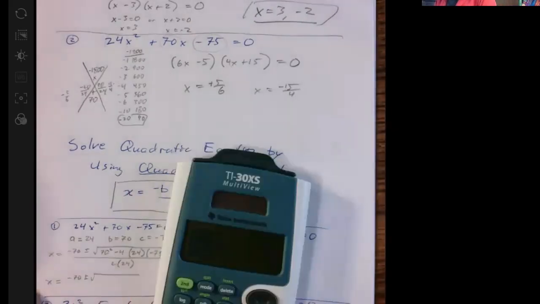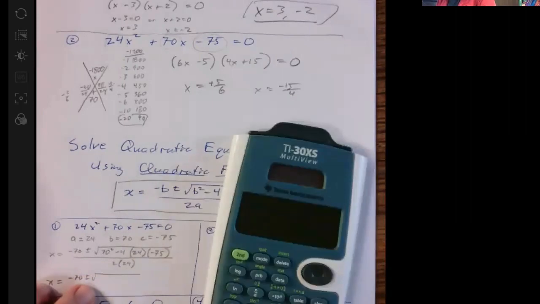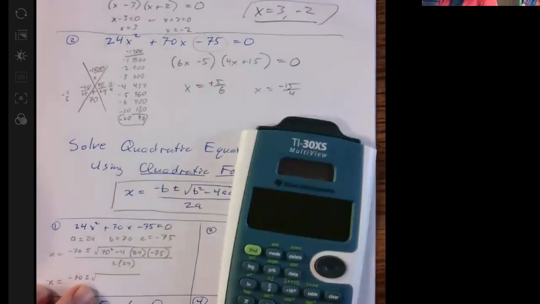That's why we have a calculator. Oops, make it clear a couple of times. I don't know how well you can read the calculator on this video, but it's 70 squared minus 4 times 24 times negative 75. Oh my gosh, that's a huge number. 12,100, all over 48.